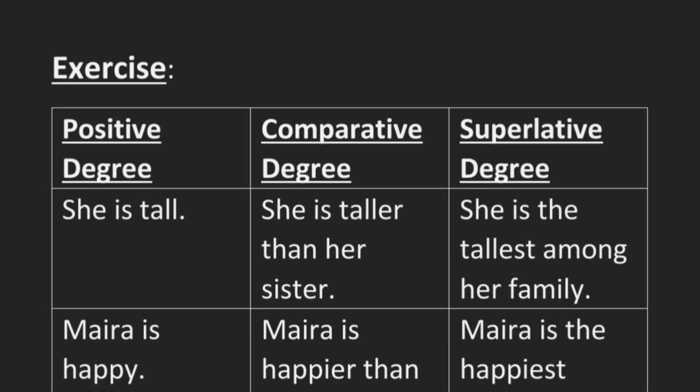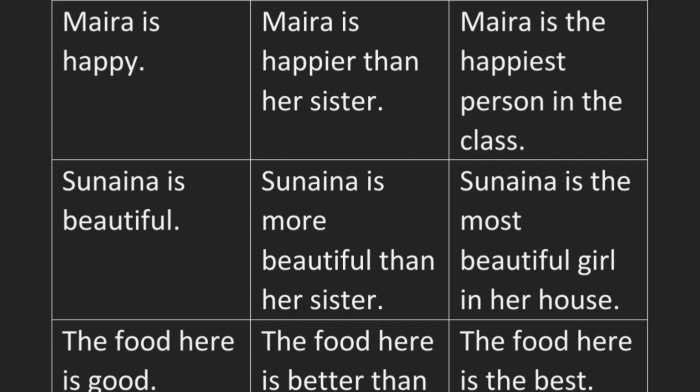Now you can see the exercise. For that we have written the positive degree, comparative degree, and superlative degree. So the sentences are: she is tall, she is taller than her sister, she is the tallest among her family. Myra is happy. Myra is happier than her sister. Myra is the happiest person in the class. Sunana is beautiful. Sunana is more beautiful than her sister. Sunana is the most beautiful girl in her house.